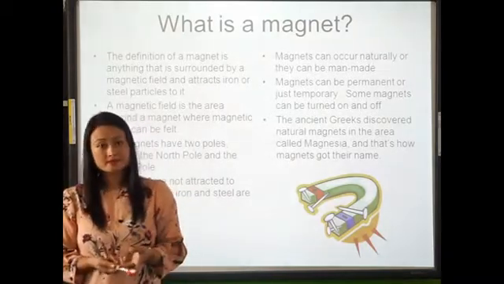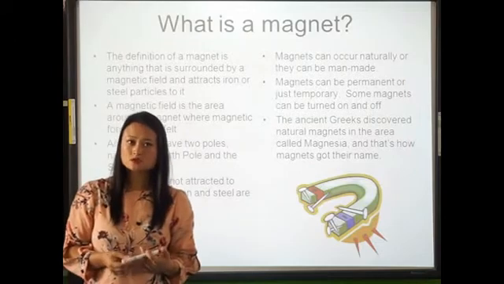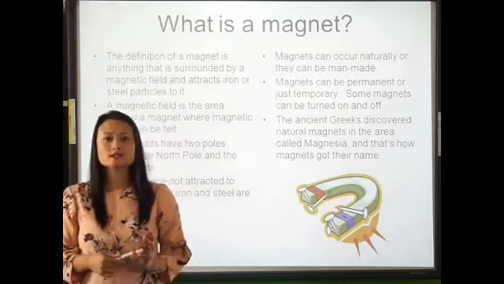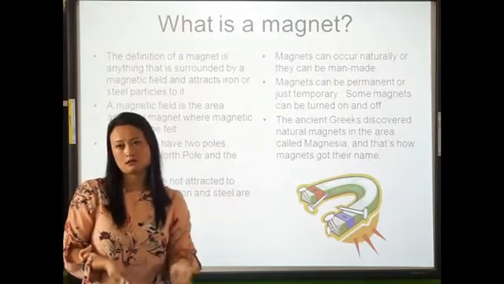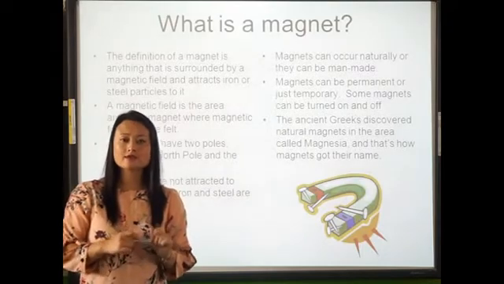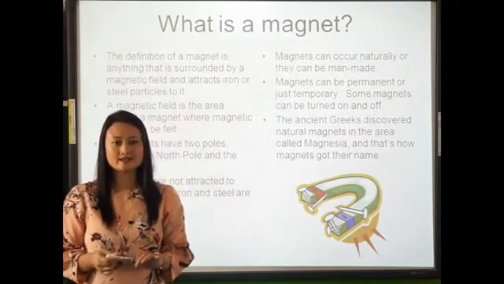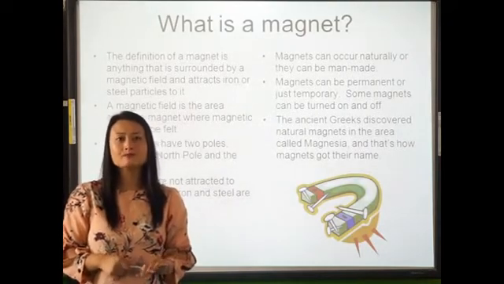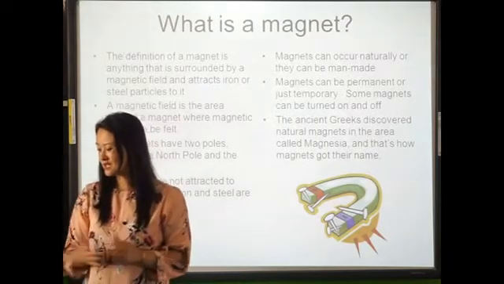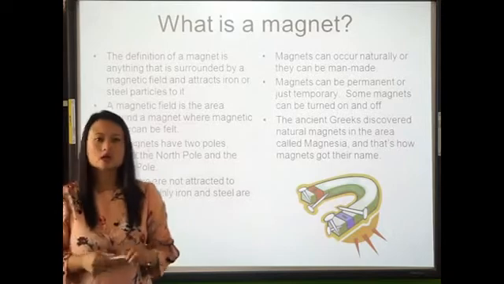Magnets can be permanent or temporary. So artificial, man-made magnets can be temporary, and the naturally occurring magnets like lodestone are permanent. And the last part is the same as what we discussed.